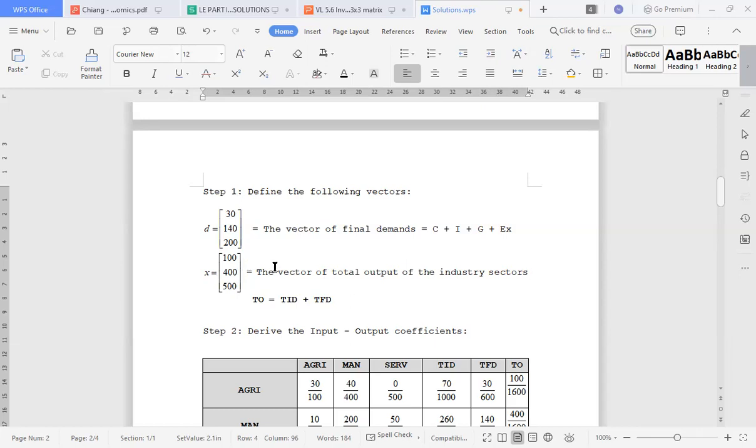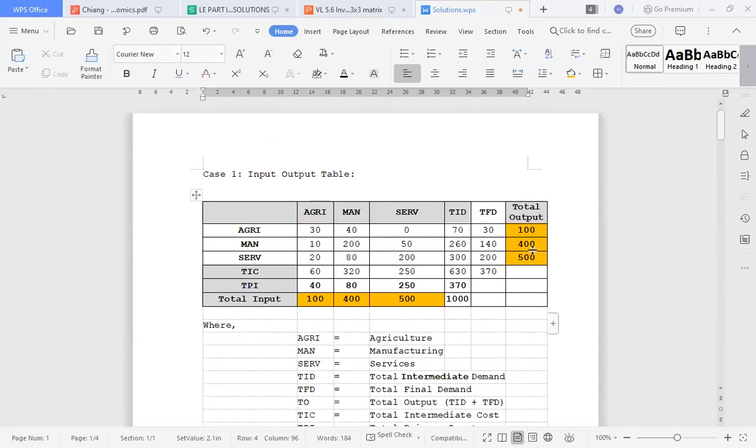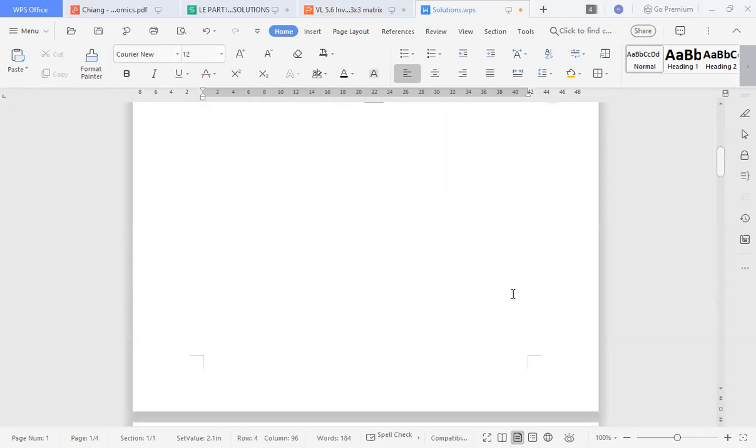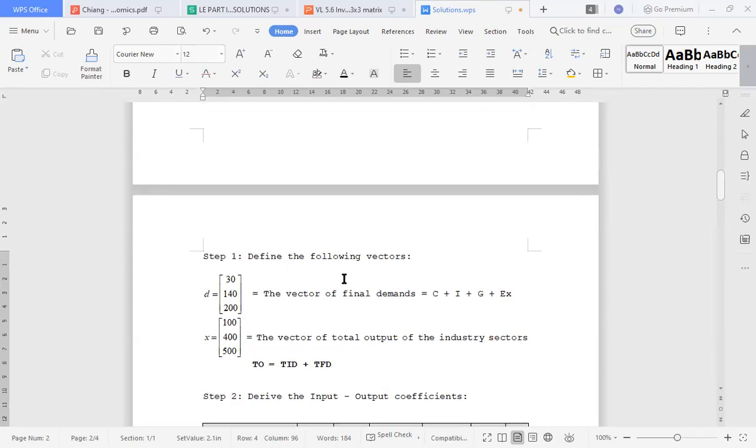X here is our total output. This is the vector of total output of the industry sectors. So total output again is TID plus TFD. So again, that's 100, 140, and 500. Okay. So again, these are our column vectors, and we'll be using them later when we're getting the inverse. Question before I proceed to getting the input-output coefficients.